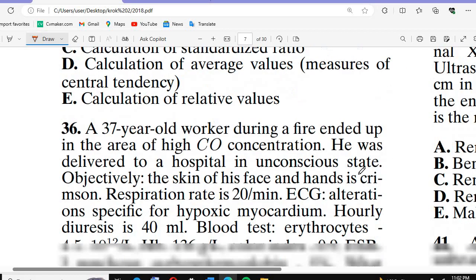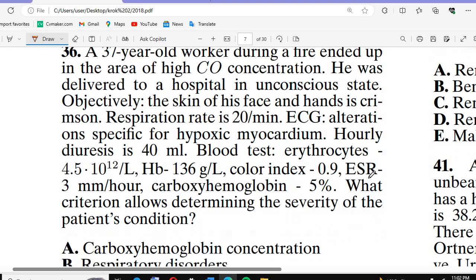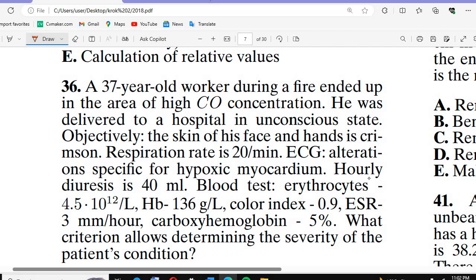Okay, question number 35 is a hygiene topic that we will discuss in hygiene. Question number 36: a 37-year-old worker during a fire ended up in an area of high carbon monoxide concentration. He was delivered to hospital in an unconscious state. The skin of his face and hands is crimson, and crimson means red.